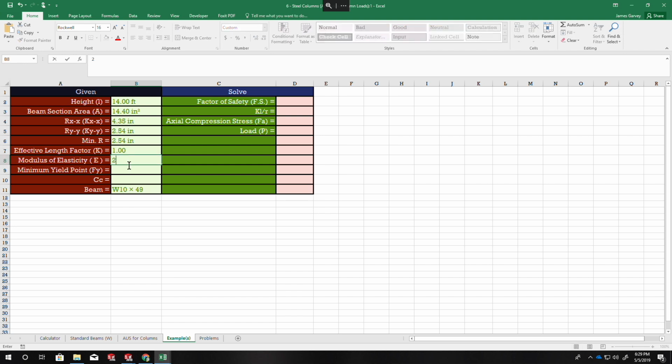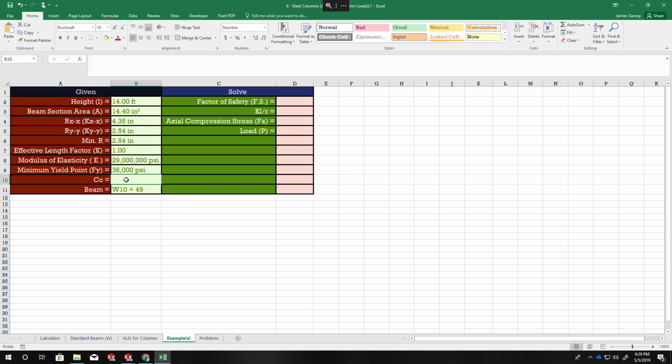Modulus of elasticity is the same as it's been because we're still using that A36 steel, so 29 million, which I did get right, good. Our minimum yield point, which is Fy, that's also determined by our A36 steel, which is 36,000 psi, which I didn't type in correctly.